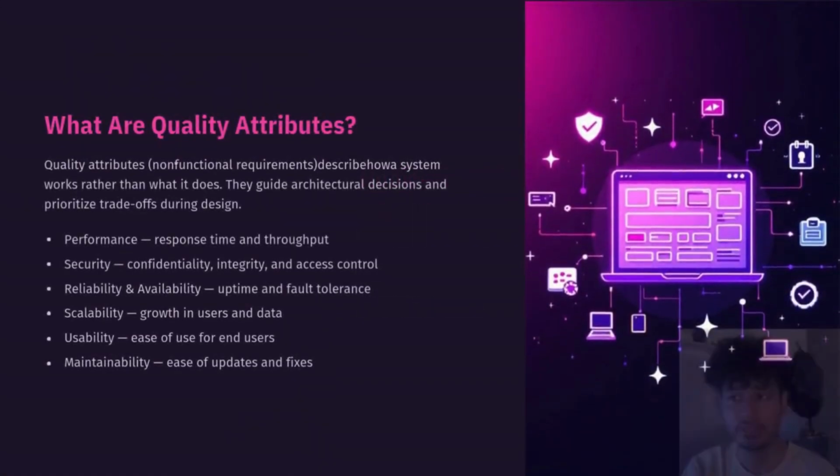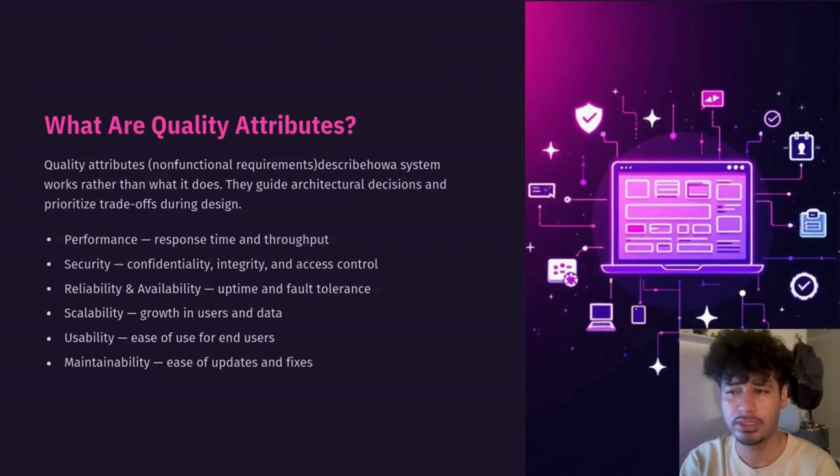So, what really are quality attributes? Quality attributes are non-functional requirements. They describe how a system works instead of what it really does. They guide architectural decisions and prioritize trade-offs during design.